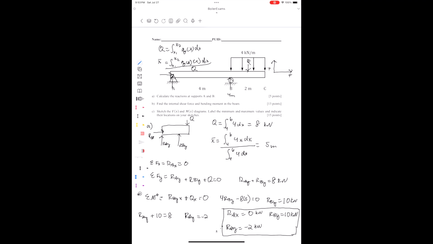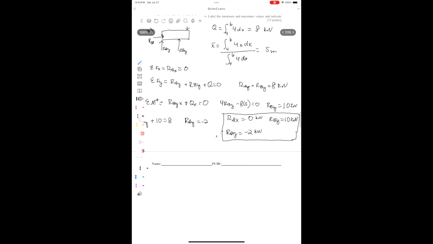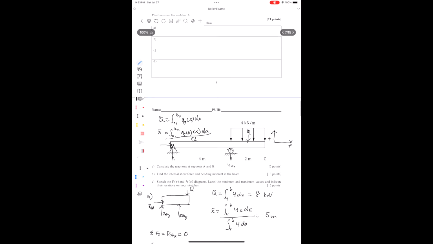All right, let's go ahead and move on to part B, where they're asking us to find the internal shear force and bending moment diagrams in each section of the beam. So let's go ahead and start by drawing a free body diagram for the left-hand side of the beam. And remember that we're going to make our cut right at this point B, because that's where the forces change, if that makes sense. That's where our distributed load Q of X starts. So this is a good place to make our cut.